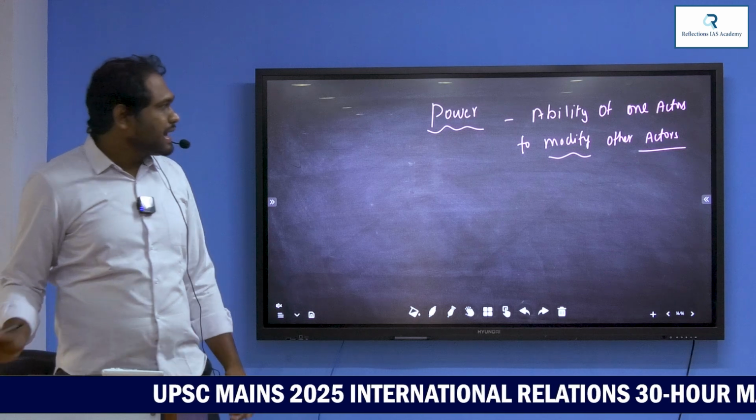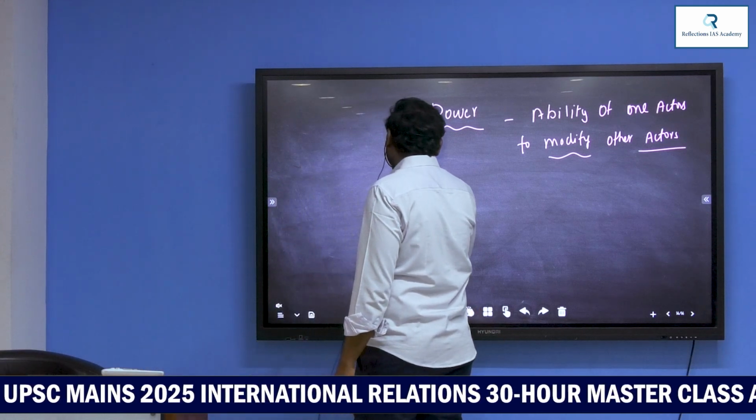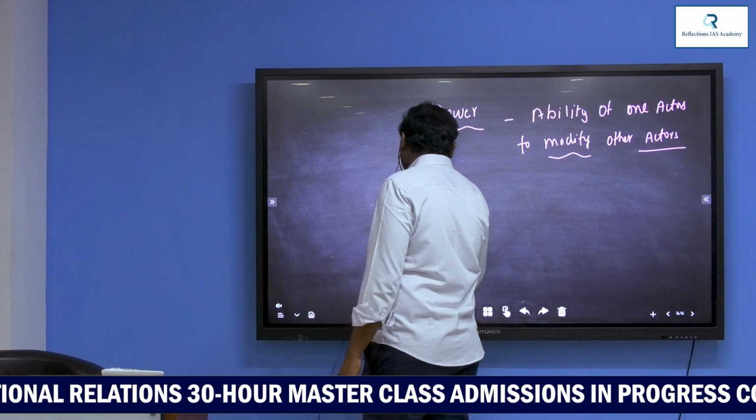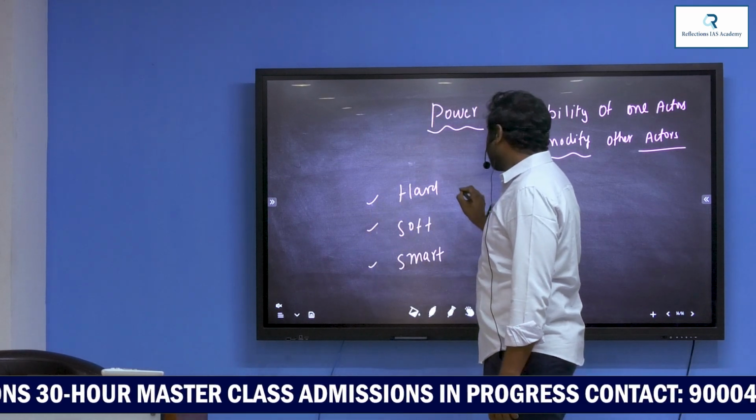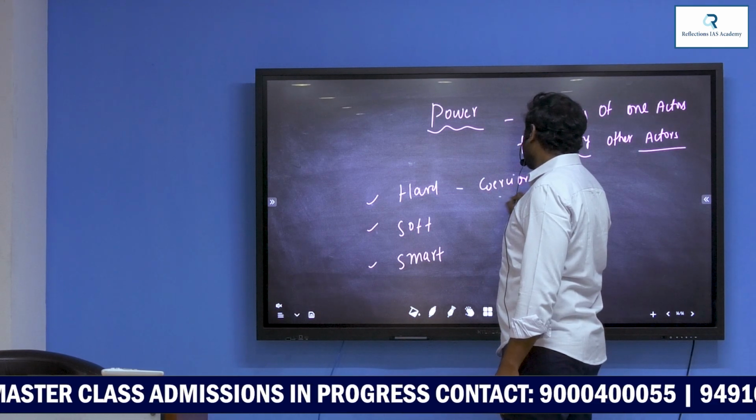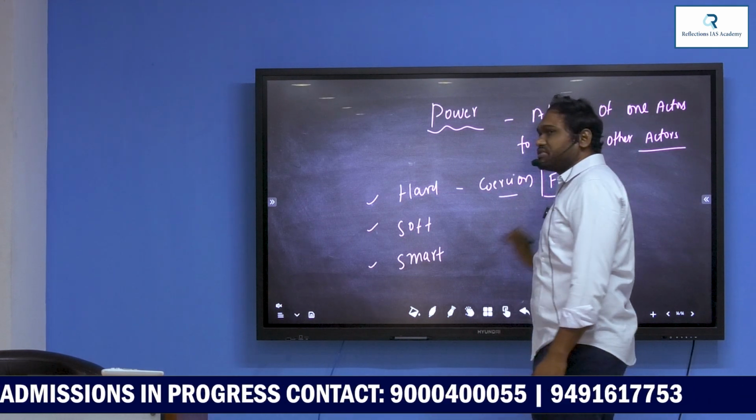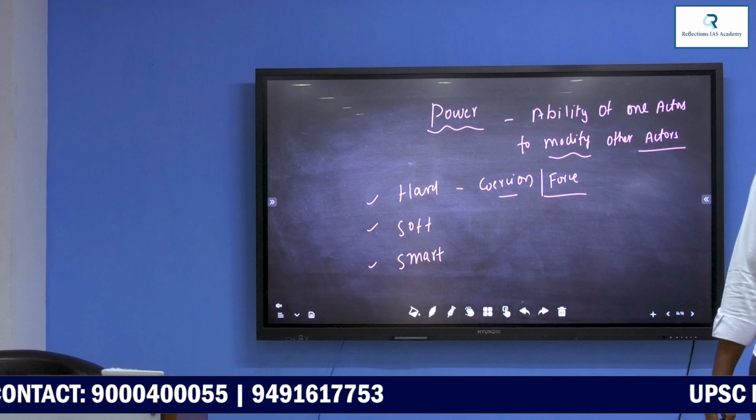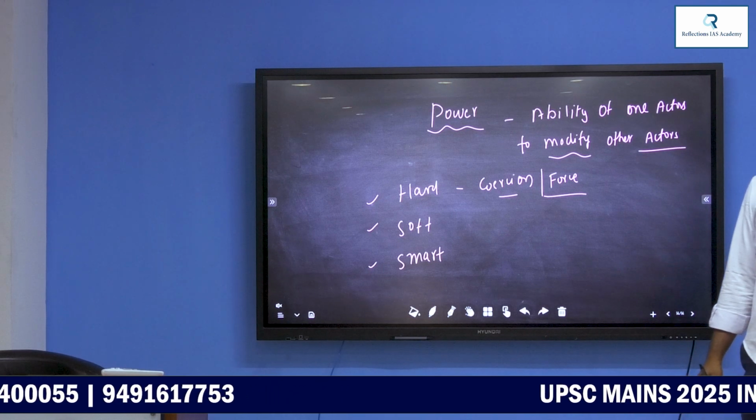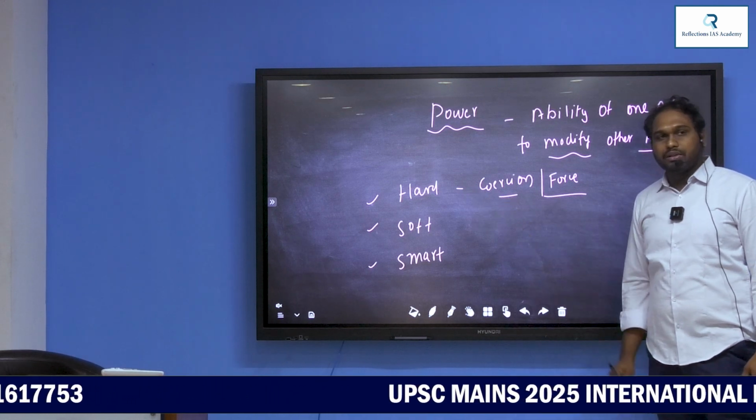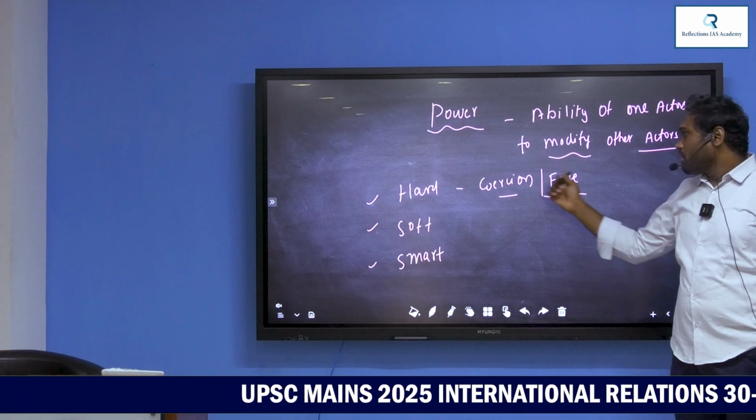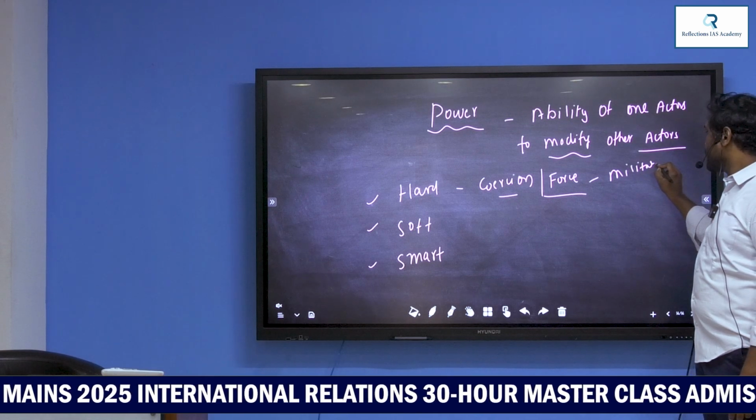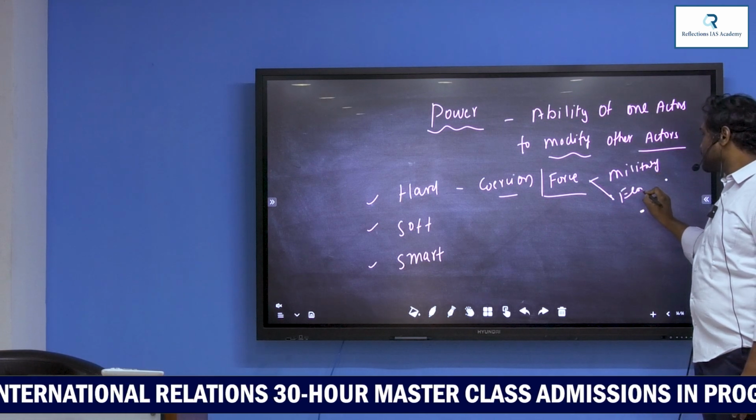That is power. Power can be of different types. Hard power, soft power, and smart power. What is hard power? Hard power is usage of coercion or force. One state actor or one non-state actor, any actors in international relations, using force in order to modify the behavior of other actors. It comes under hard power tactics, you can say. Coercion or force being used. Example of that, you use military or economic sanctions.